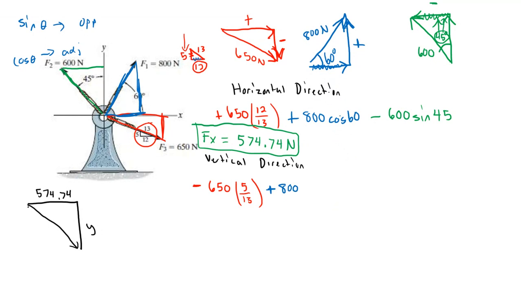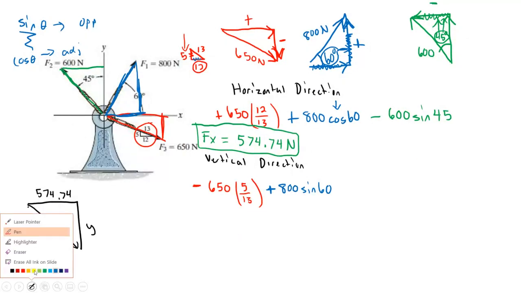A good rule of thumb is, check this out. For the horizontal, you worked with cosine. For the vertical direction, you're going to work with the opposite, which is sine. Just to double check, let's say that's true. This 60 degrees is opposite to the side that we are looking for. So if it's opposite, you use sine. Okay? And you're going to see the exact same thing with the next one.